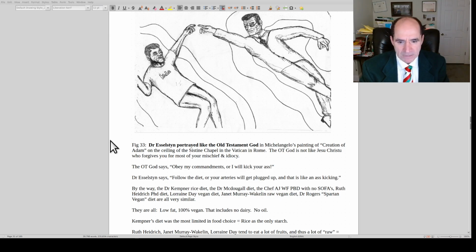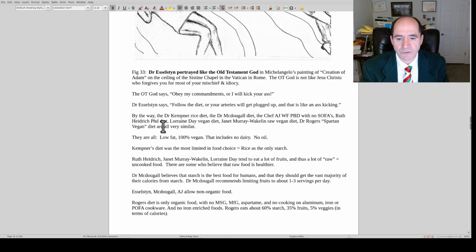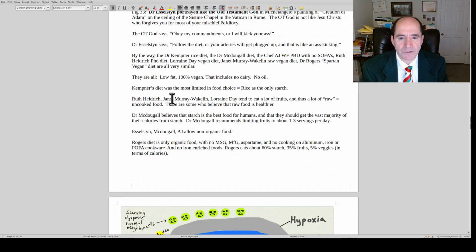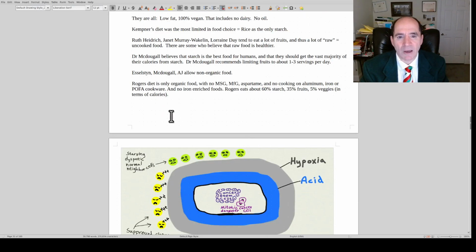Okay, let's see. There are some other famous survivors: Ruth Heidrich, 100% vegan, and Janet Murray Wakeland. Ruth Heidrich and Janet Murray Wakeland are almost raw vegans, almost completely. Lorraine Day was another real famous vegan who survived metastatic breast cancer for decades, and she's almost raw too. So all three of them have almost gone to raw veganism. They don't necessarily start out that way. Dr. McDougall recommends starch is the best food for humans, and he actually recommends limiting fruits to about 1 to 3 servings a day because in his experience, people tend to overeat them and potentially can get fat on them.